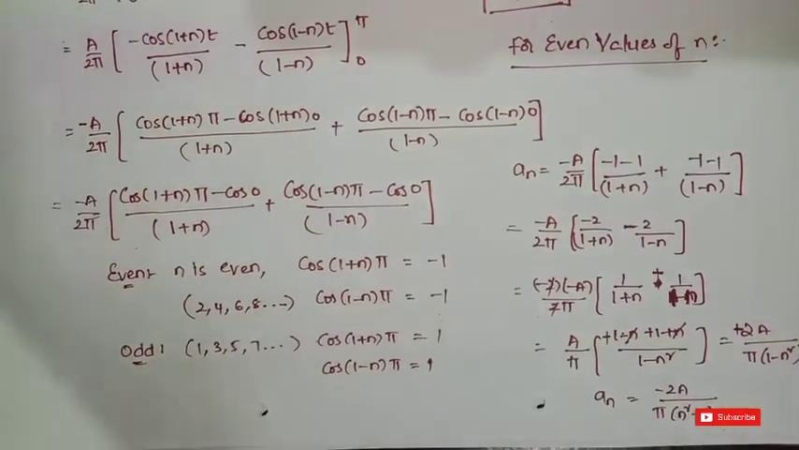So for odd values of n, an is equal to 0, and for even values of n, an is equal to minus 2a by pi into n square minus 1. Now we have one more coefficient to find out, the last one. It is nothing but bn. Let us find out bn.